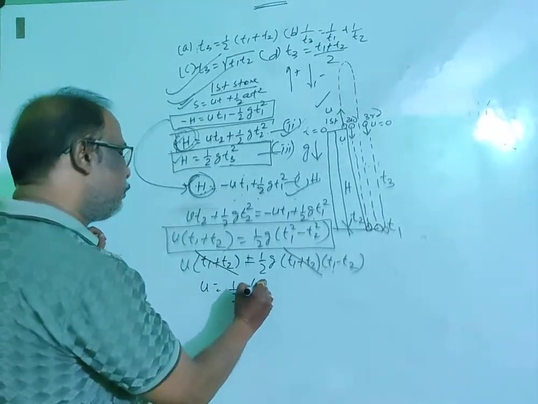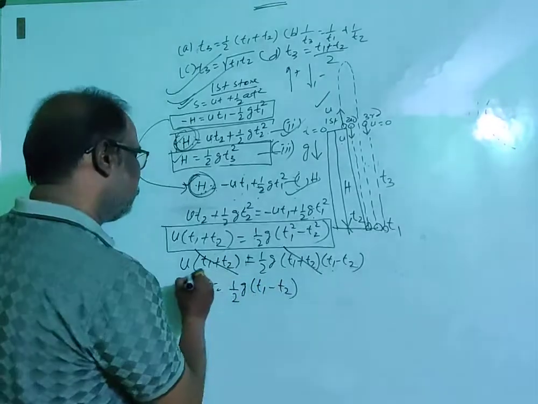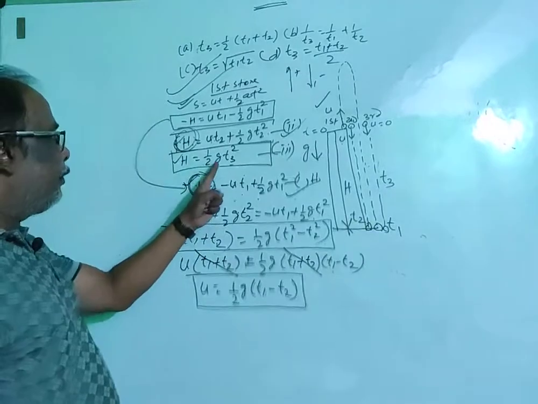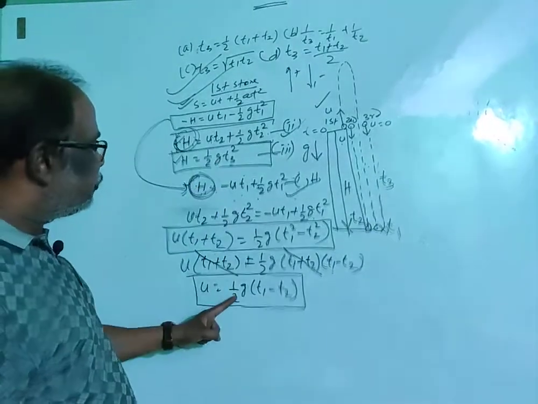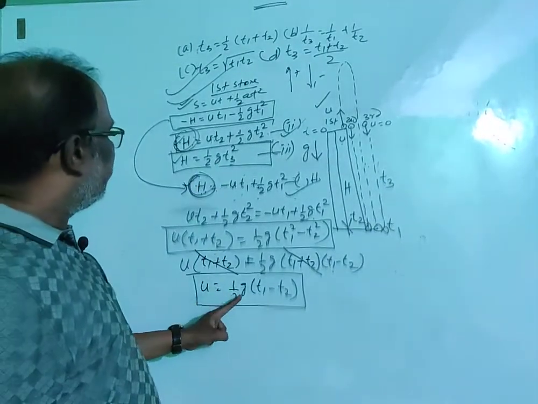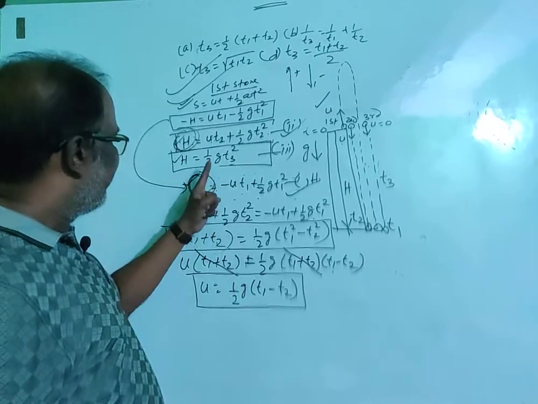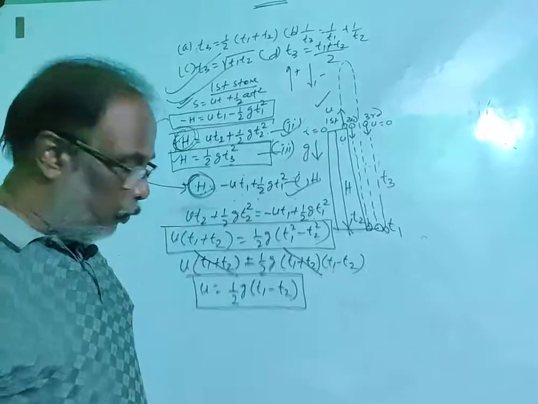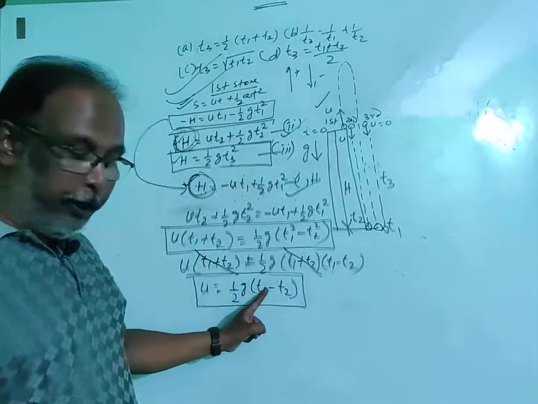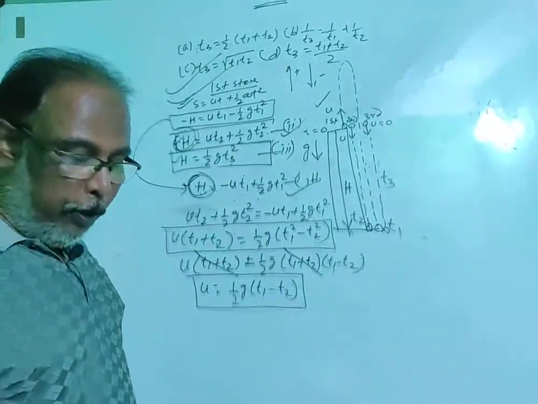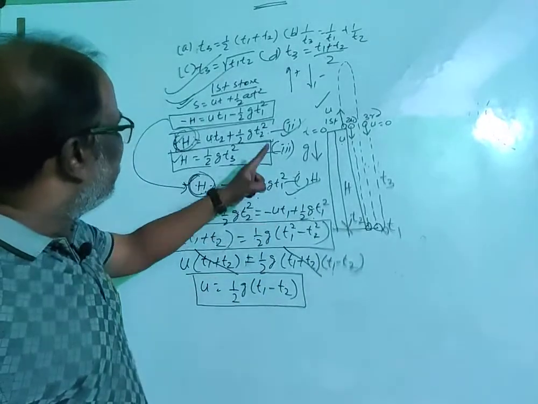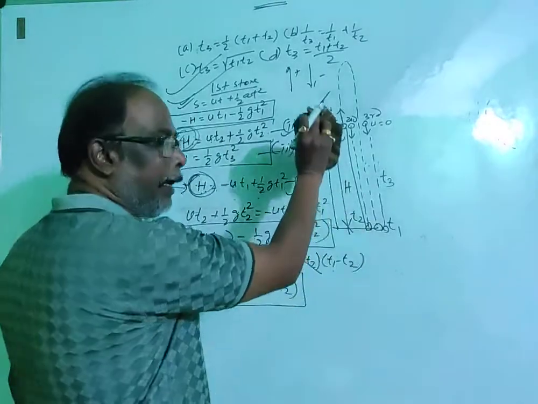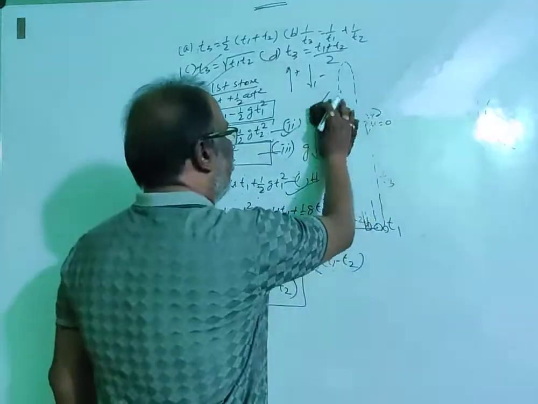So u is equal to half g into t1 minus t2. Is it clear? Yes, sir. Then we got u. This is also h. So u is equal to half g into t1 minus t2. Now use it in an equation, suppose equation 2. Let's take equation 2. Okay, can I erase it now? Yes, sir. Okay.